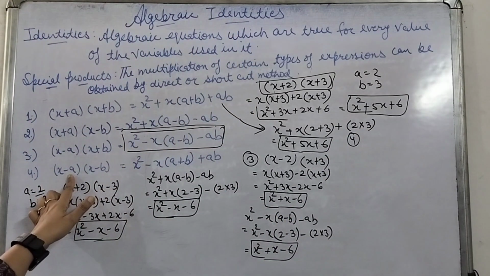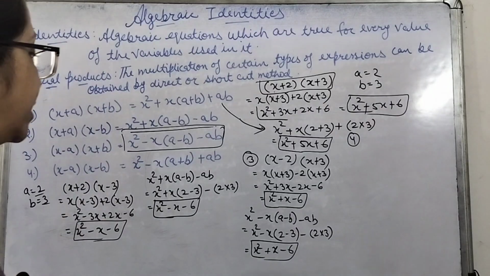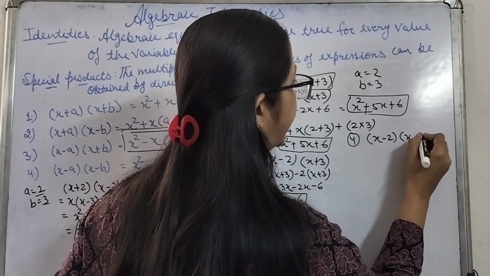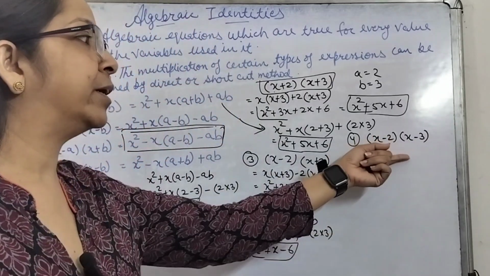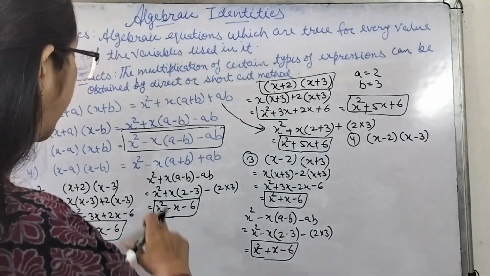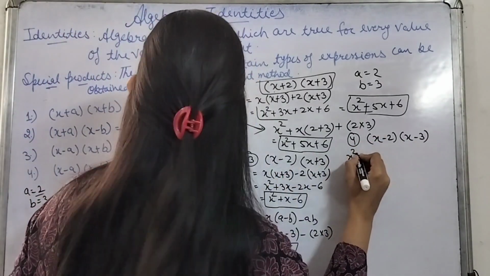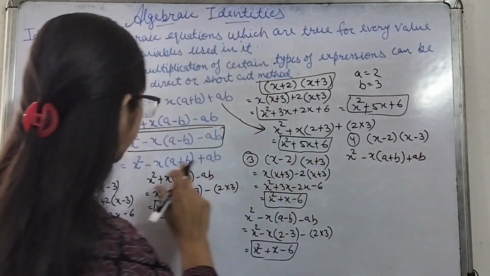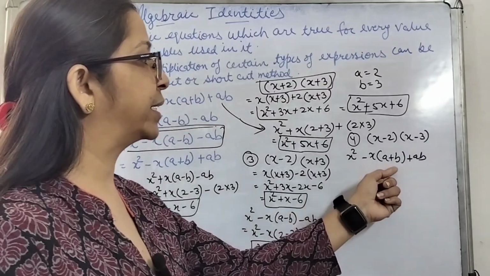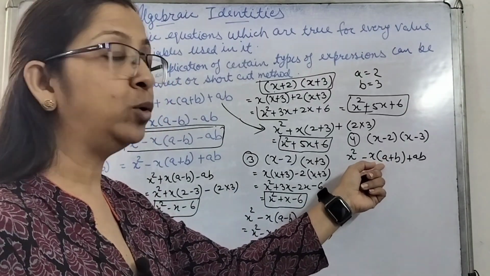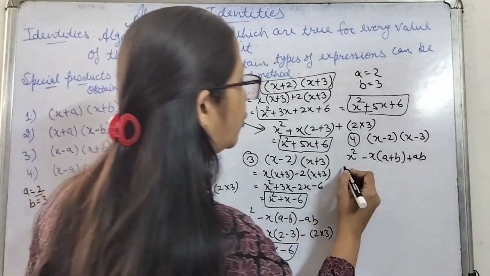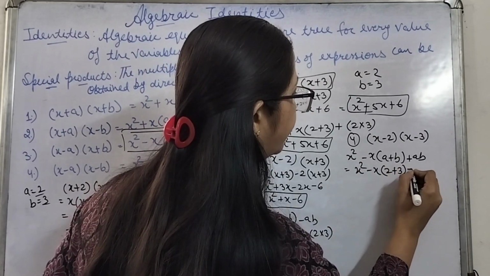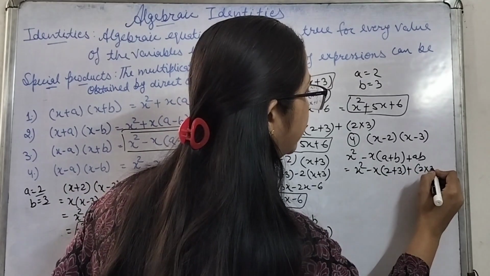Instead of a, we will be keeping 2 again. Instead of b, we will be keeping 3 again. That means if your question is x minus 2 multiplied by x minus 3, then what will the product of these two expressions be? It will be x square minus x a plus b plus ab. This is the RHS part. So here we will be keeping a equivalent to 2 and b equivalent to 3. So what will it be? x square minus x 2 plus 3 plus 2 multiplied by 3.